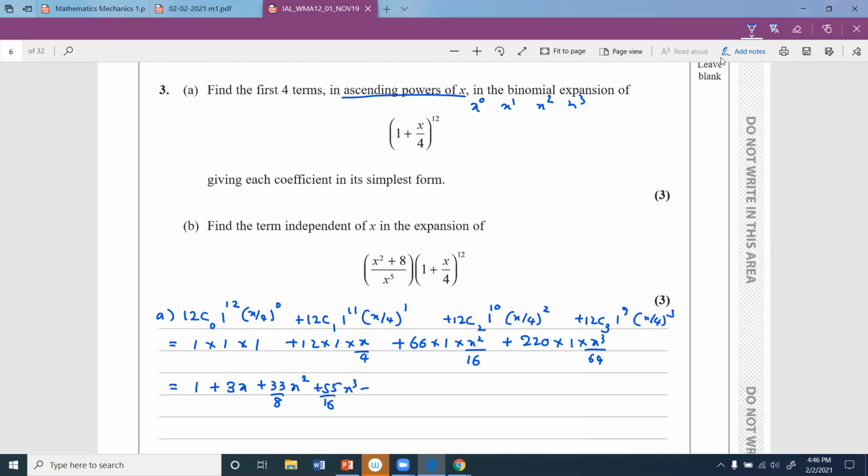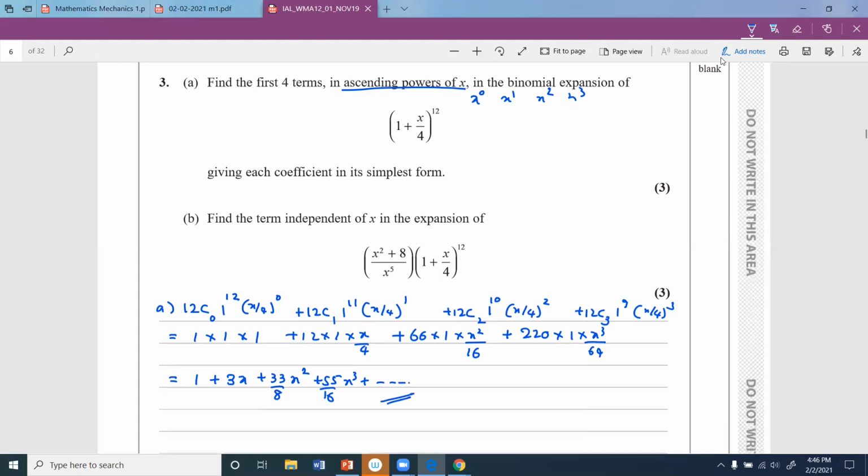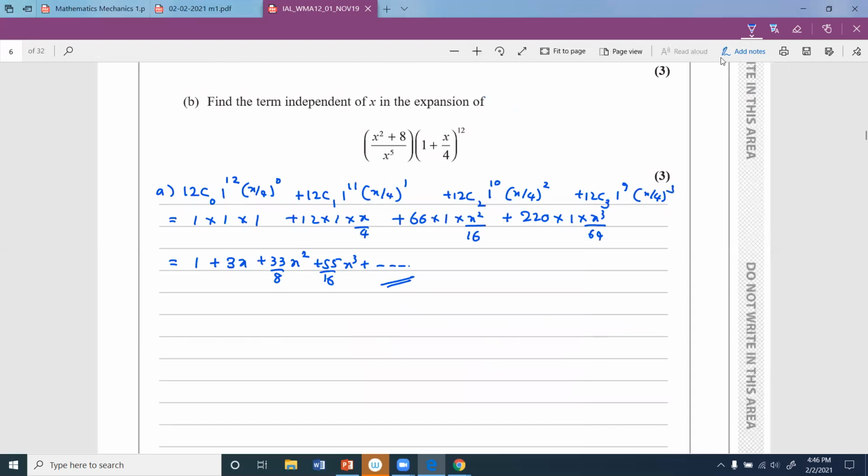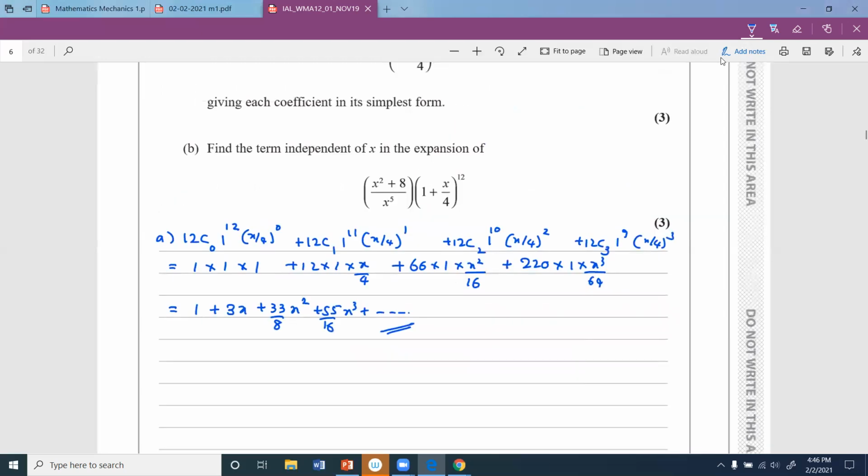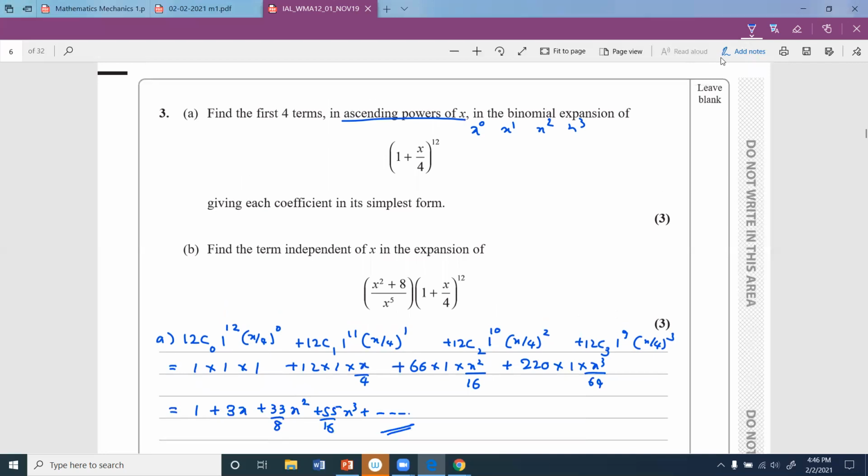16 x to the power 3. Like that it goes on. That is how it comes, right? Then they ask: find the term independent of x in the expansion of this. That means what you need to do is use this expansion here, because they don't go for further expansion; most probably they might give you the answer within this extent.